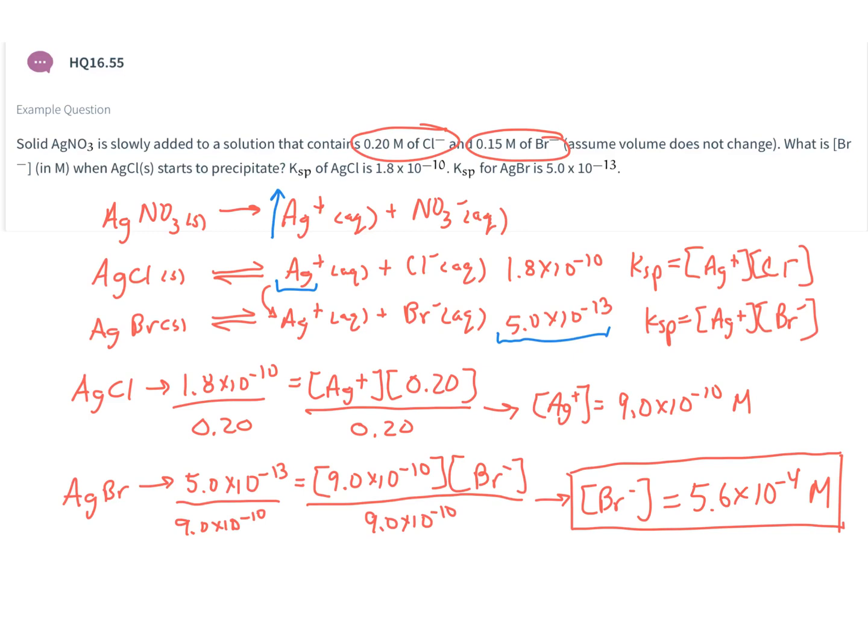So this might have been a challenging calculation because you might have thought we had to do some calculation with the bromide first, but no, all they're basically asking is what concentration of silver I need to have silver chloride precipitate from solution. At that point, how much bromide is left in solution? So I do that calculation first, then use that concentration of silver to say, at this concentration of silver, what would be the concentration of bromide needed to reach that KSP value? And so we'd have approximately 5.6 times 10 to the minus 4 molar bromide left in solution.